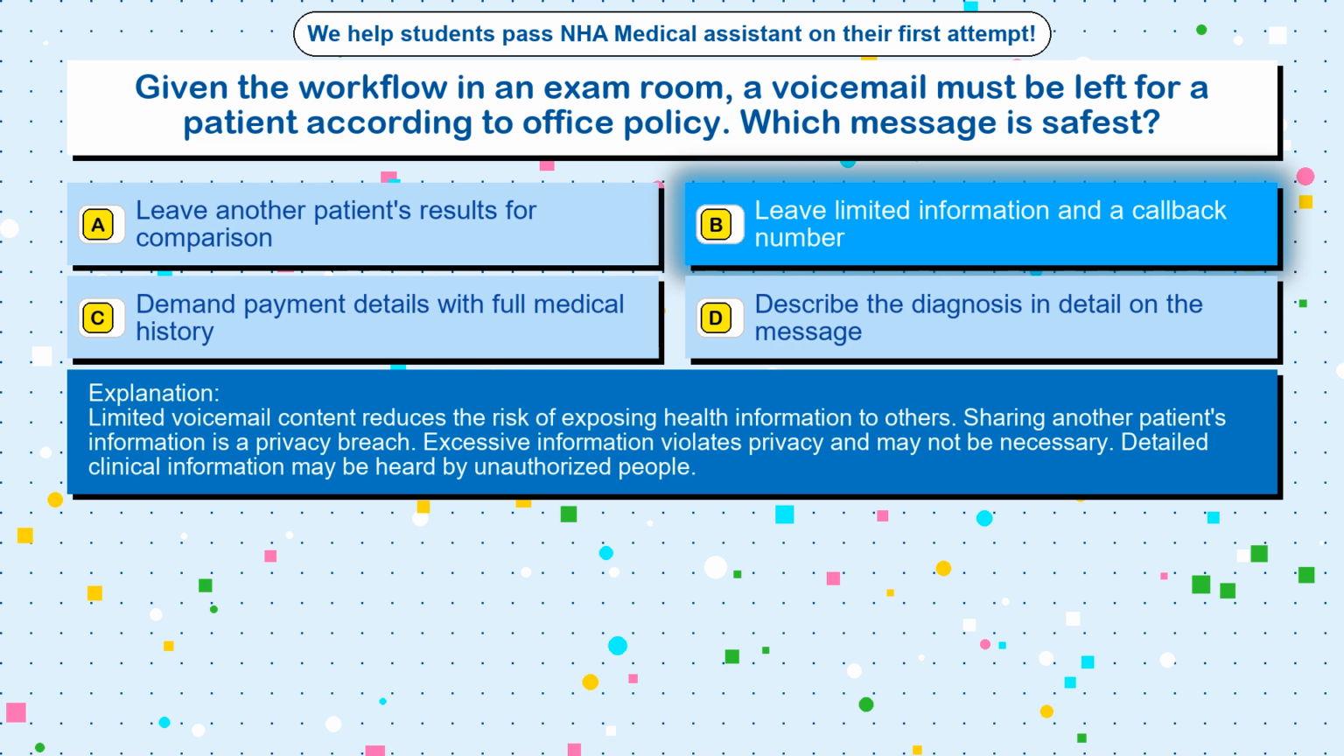Limited voicemail content reduces the risk of exposing health information to others. Sharing another patient's information is a privacy breach. Excessive information violates privacy and may not be necessary. Detailed clinical information may be heard by unauthorized people.